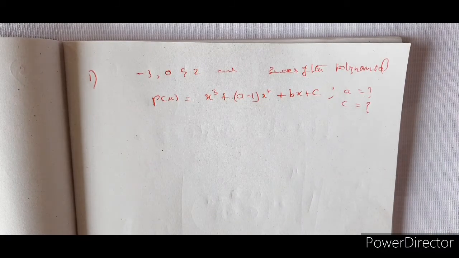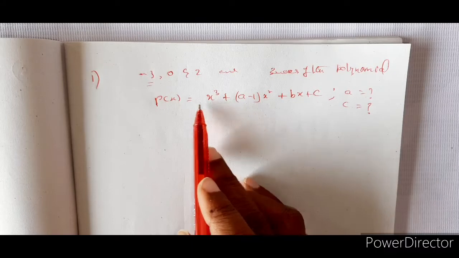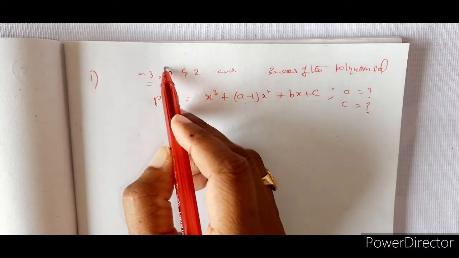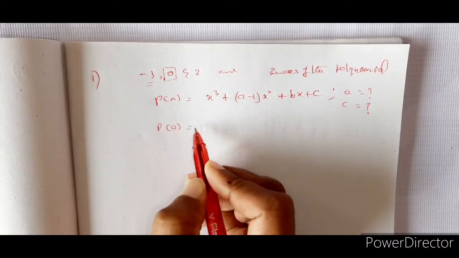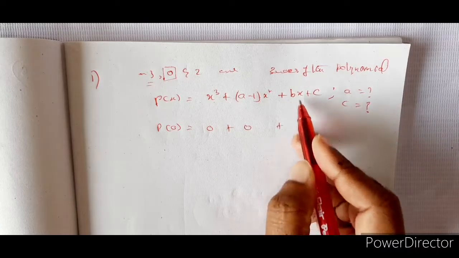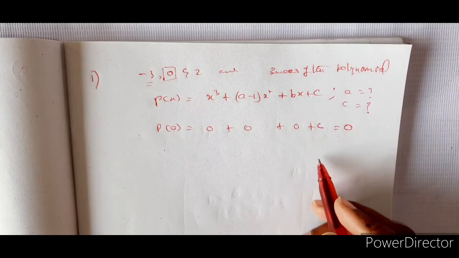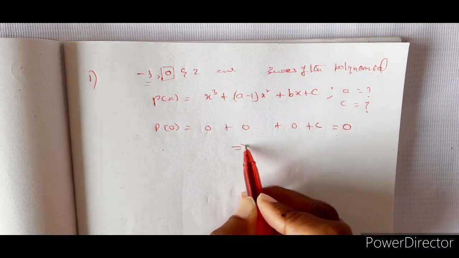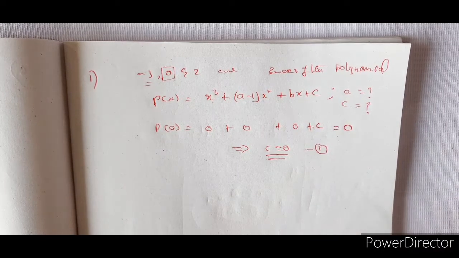See, zeros of the polynomial means when you substitute that particular value in place of x, you will get p of x is equal to 0. Okay, for easy doing, let me take 0 first. Right, p of 0 is equal to, this term will become 0, this will become 0 and this will become 0 plus c, that is equal to 0. Why? Because p of 0 is 0, implies c is equal to 0. We got one value now.